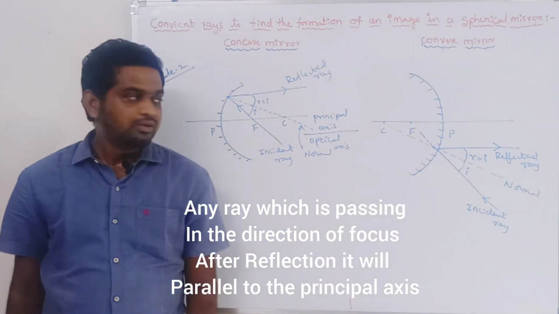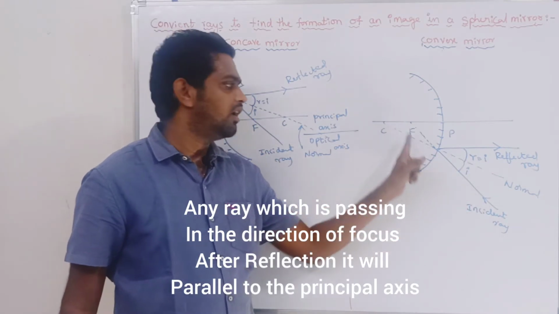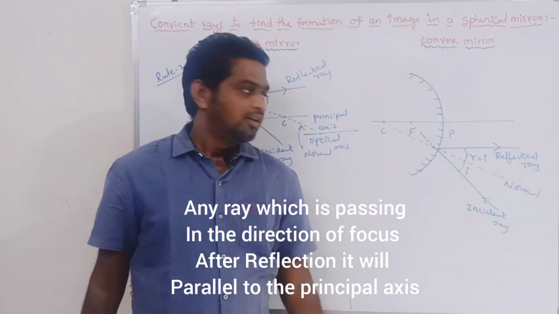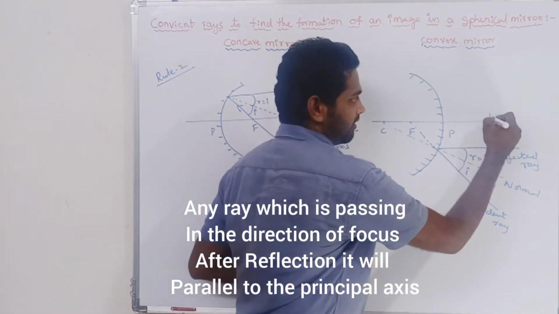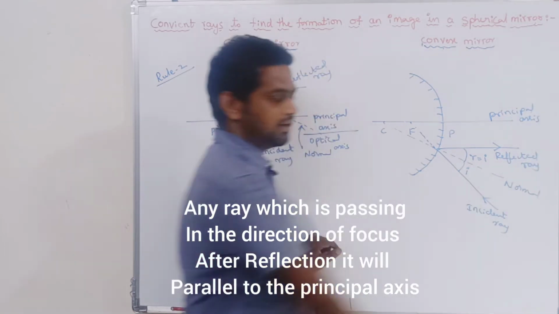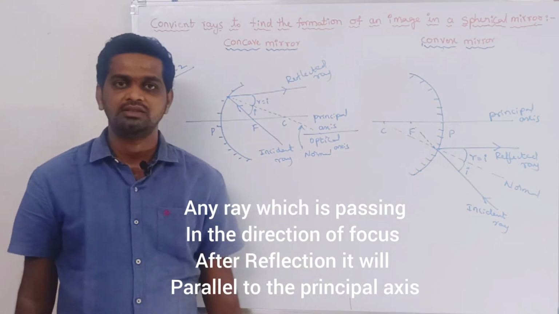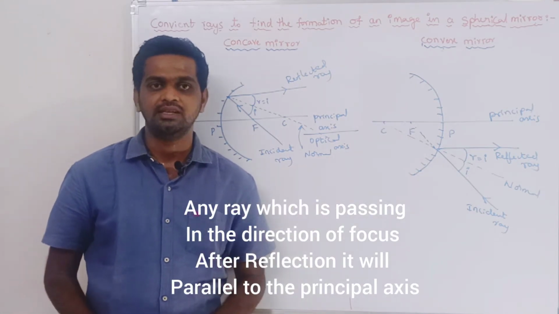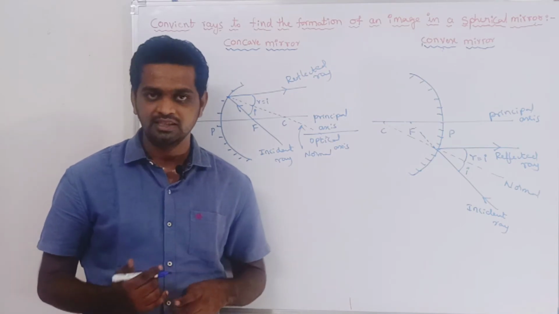Clear? So in this case, the ray which is passing in the direction of the focus, after reflection, will move parallel to the principal axis. This line is nothing but the principal axis. Clear, children? A ray passing in the direction of the focus, after reflection, passes parallel to the principal axis. This rule is exactly the opposite of rule 1. Remember it in this manner also.